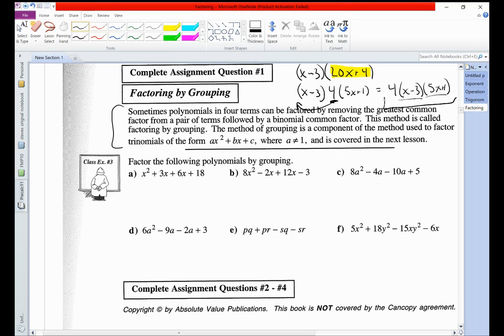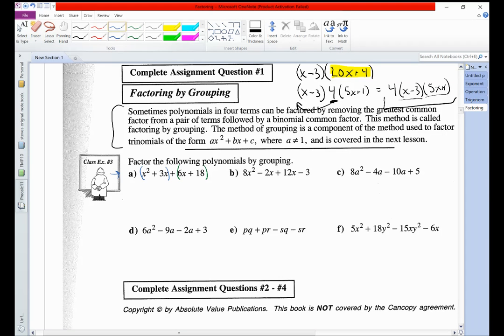So what we want to do is we want to group things. In this case, we have 4 terms in our polynomial. What we can do is group them into 2 groups of 2. And now, maybe I'll use a different color for this one, just so we can keep it straight.